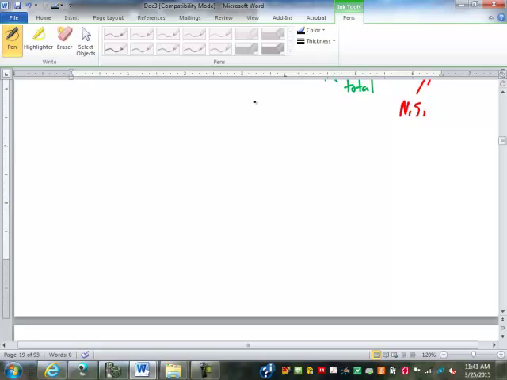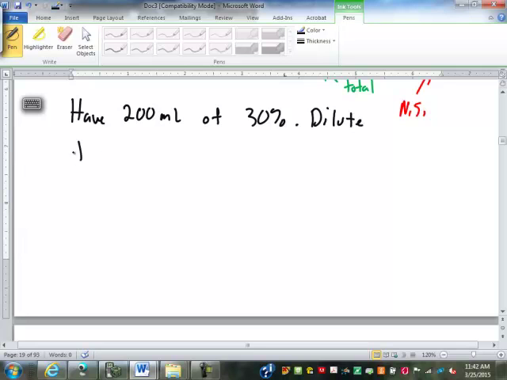Then we looked at a shortcut formula for changing this, where we're given a volume. Let's say we have 200 milliliters of a 30% solution. We're going to dilute this to 800 milliliters. Find the new concentration.